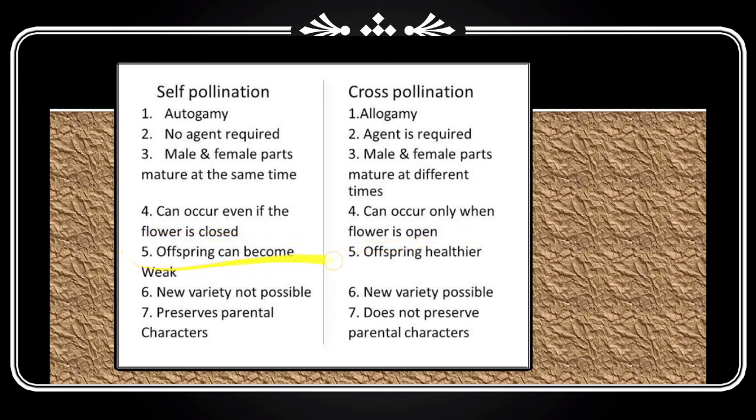Offsprings can become weak in self-pollination, but in cross-pollination, offsprings are healthier. New variety is not possible in case of self-pollination, while in cross-pollination, new variety is possible. In self-pollination, parental characters are preserved, while in cross-pollination, entirely new characters are formed. Here we come to the end of this video.